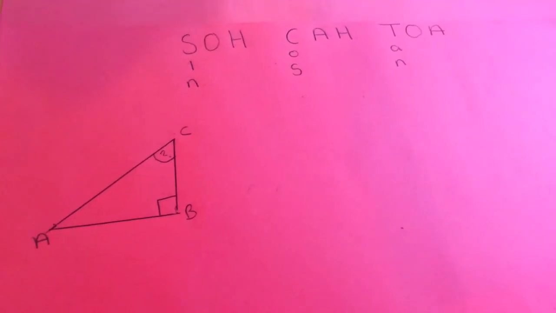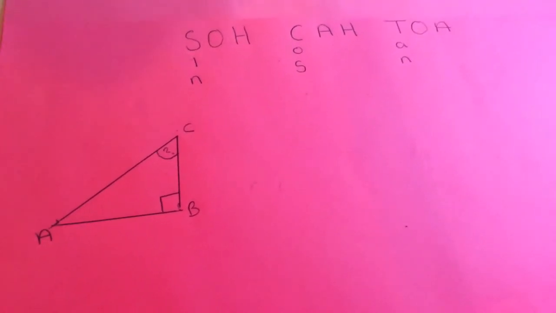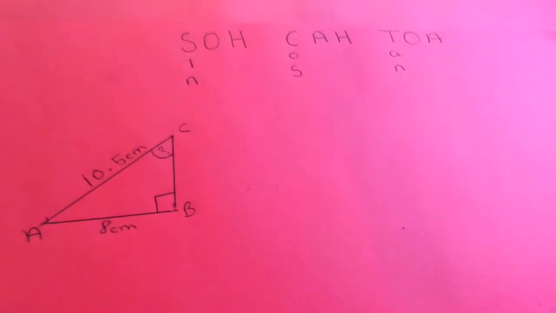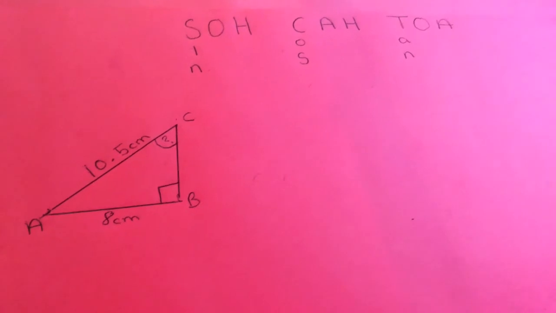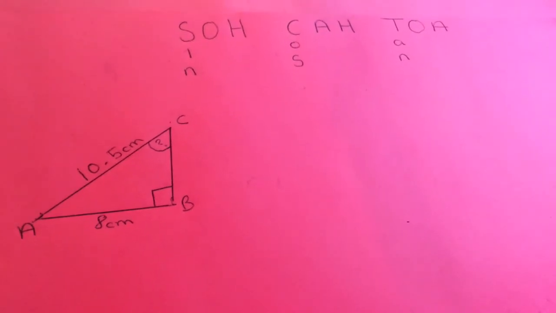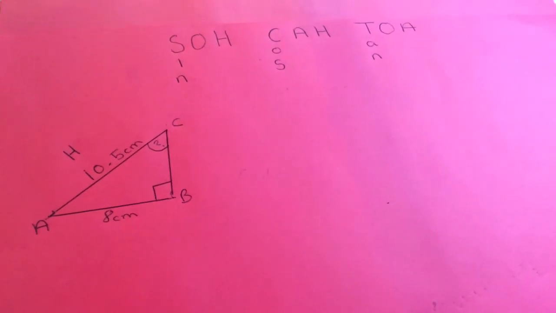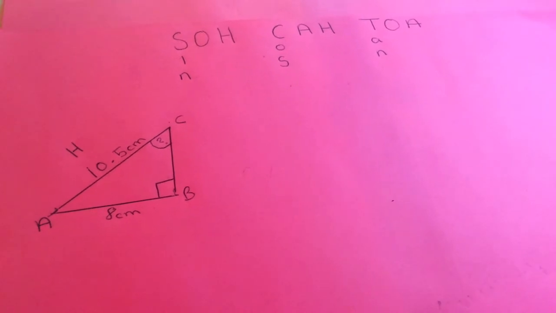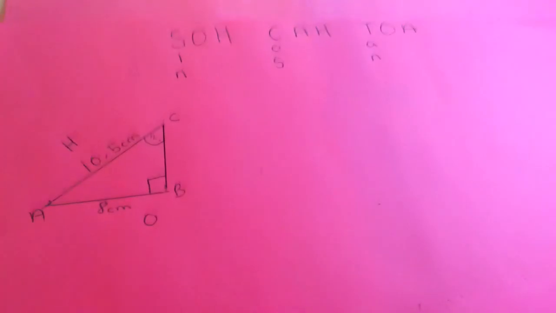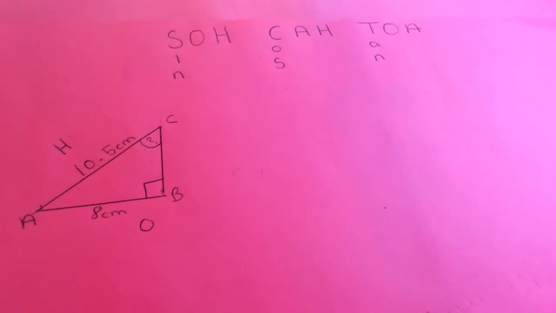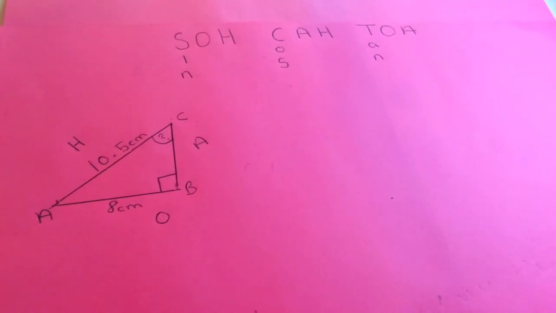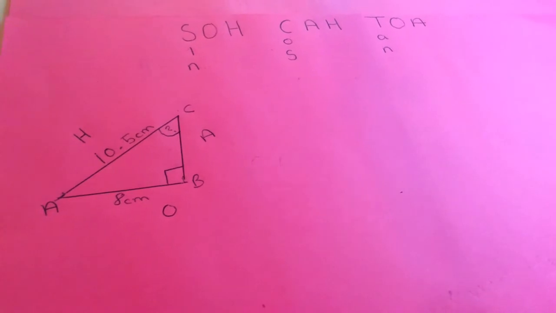Here we have an example of a right angle triangle where we are trying to find the missing angle. We know that A to C is 10.5 centimetres and A to B is 8 centimetres. We also know that A to C is the hypotenuse because it's opposite the right angle, and A to B is the opposite because it's opposite the angle that we're trying to find out. This leaves that C to B is the adjacent.